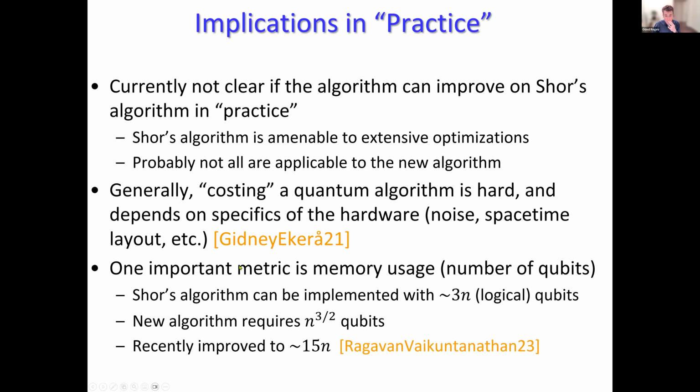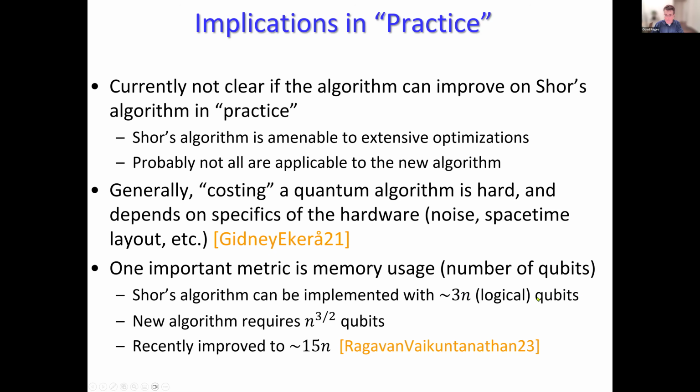So this is something I should say: the one metric that's really important is actually memory usage and the number of qubits you use. In Shor's algorithm, it's pretty amazing. I was surprised to learn that you can implement Shor's algorithm with only about 3n logical qubits, maybe even below if you really squeeze for qubits. This is kind of amazing, because just storing the number to factorize is n qubits, and you can do it with almost just 3 times that. So Craig Gidney is here, he can tell you more about this.